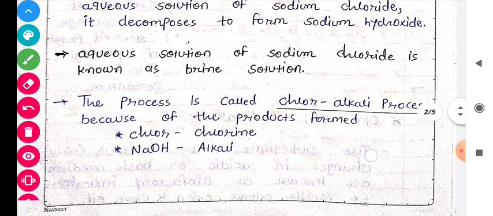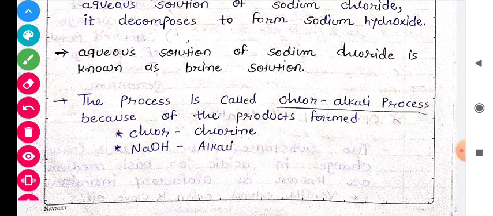Take a sodium chloride solution, pass the electricity, and it will form sodium hydroxide. Aqueous solution of sodium chloride is known as brine solution. So sometimes, students, this is asked in examination, that the other name of the salt solution is brine solution. ब्राइन सॉल्यूशन कहे या तो सॉल्ट सॉल्यूशन कहे, सभी का मतलब एक समान ही होता है. The process is called the chlor-alkali process because of the products formed. क्लोर, क्लोरीन, NaOH, alkali. This is one of the most important points that we need to note in this topic.